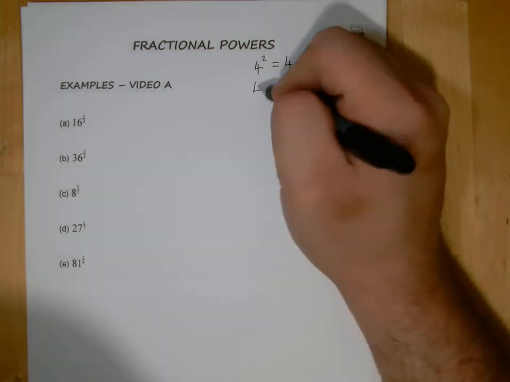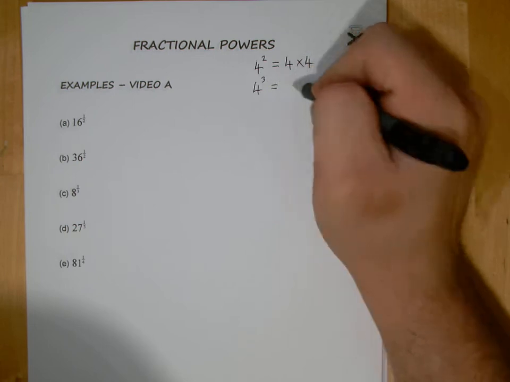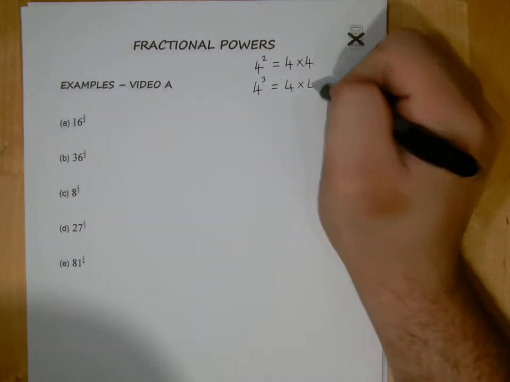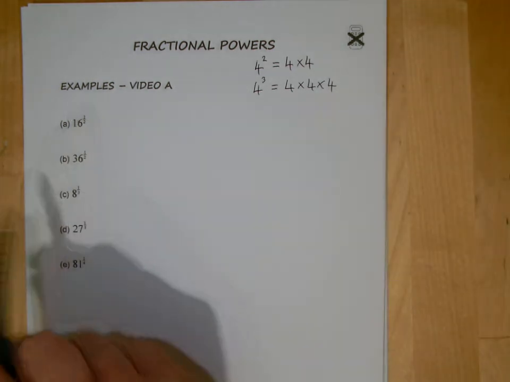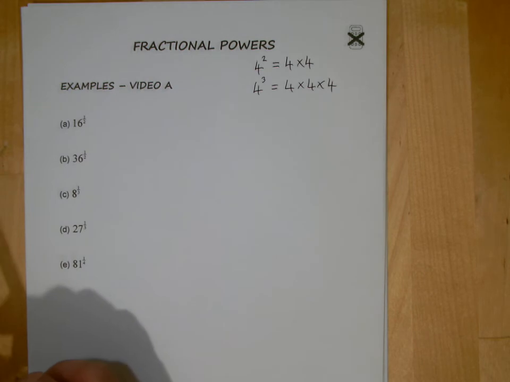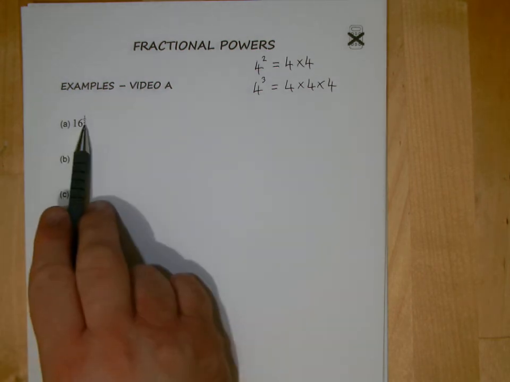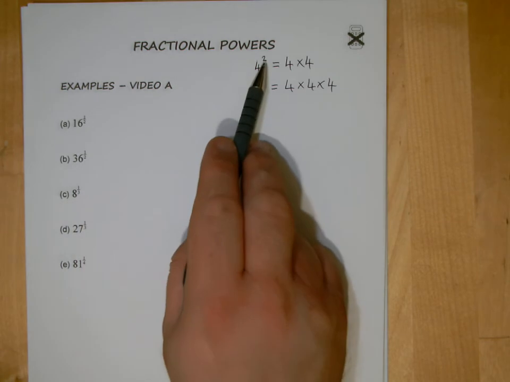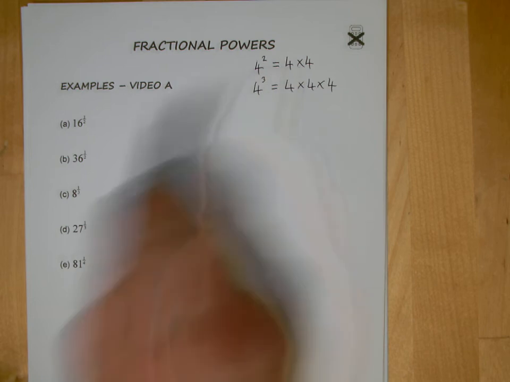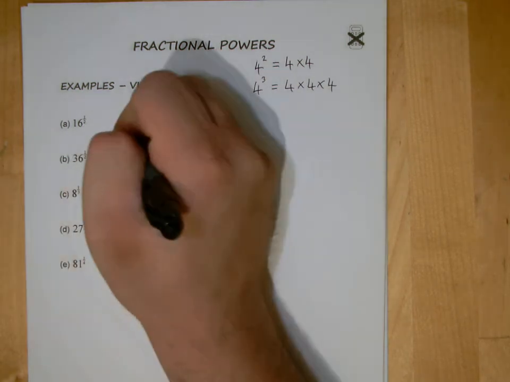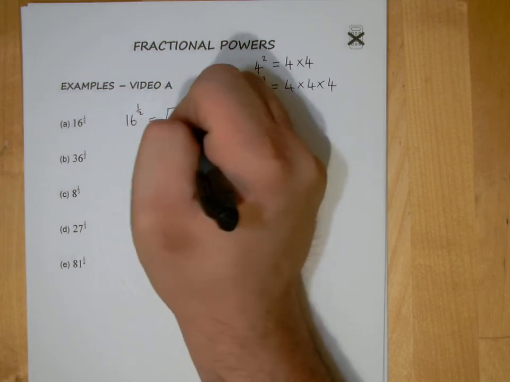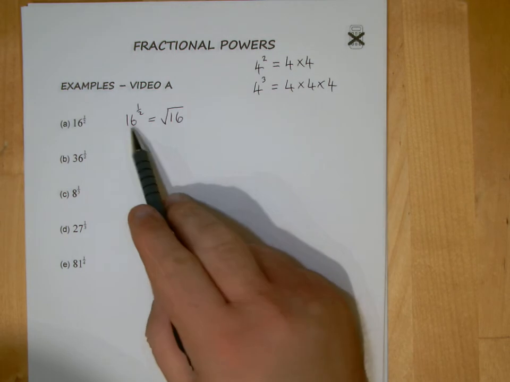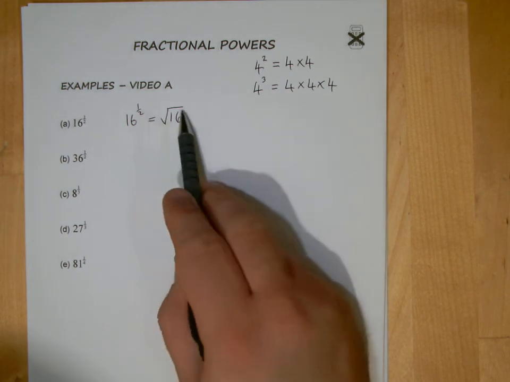And if we had cubed, power 3, 4 to the power 3, you'd have to times 4 by itself and by itself again. Now when you have fractional powers, you kind of do the opposite of that. When we've got power half, you do the opposite of when we've got power 2. Remember, when we've got power 2, you times by itself. When we've got power half, we do the opposite. In other words, we square root. So we can write 16 to the power half as the square root of 16.